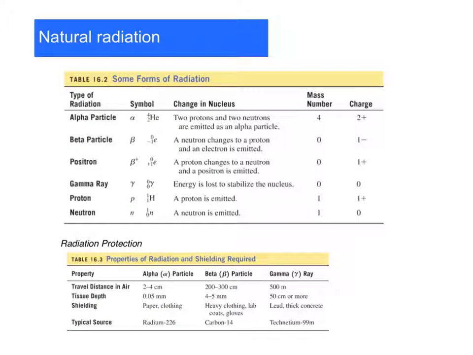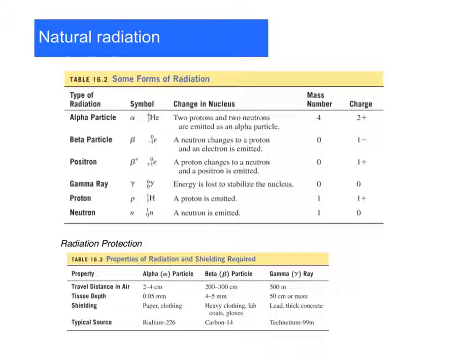This table summarizes everything I just told you, the charge and the mass number, and it also summarizes the change to the nucleus that happens when this form of radiation occurs. The radiation protection table down here summarizes how dangerous these particles are and what you need in terms of shielding to protect yourself from them. Alpha particles are the biggest, and so they're least able to penetrate things because they can't get through even paper or clothing. So you need the least amount of shielding for an alpha particle.